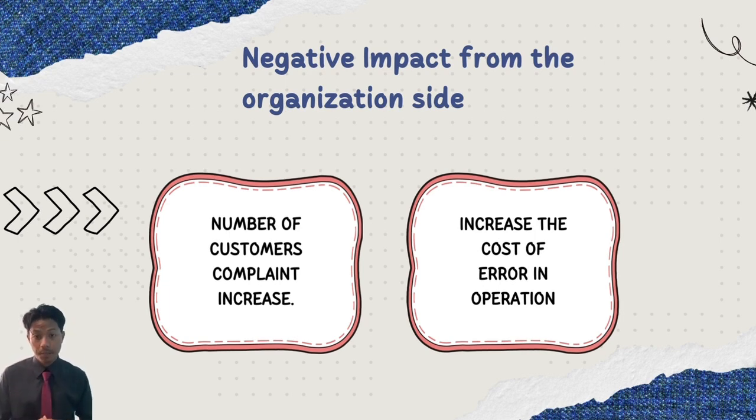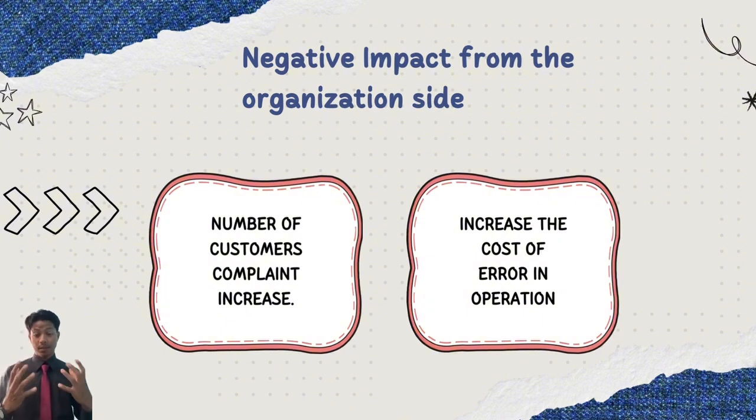This negative impact happens because of lack of training, less knowledge, and less communication skill provided to the employees of the company. The complaints happen because the customer has the right to complain, because they pay for it. And the second one is the increased cost of error in operation.